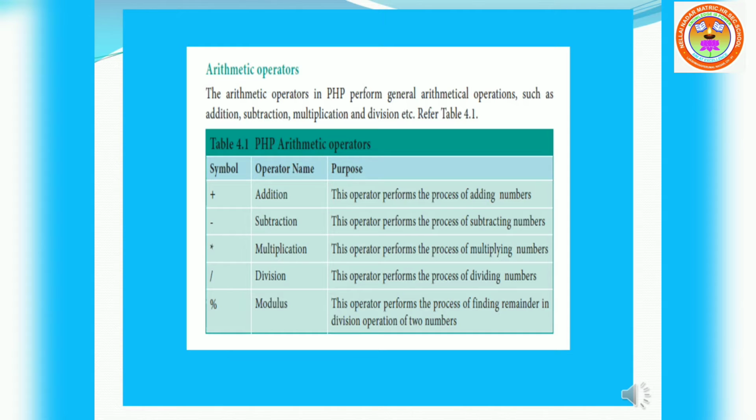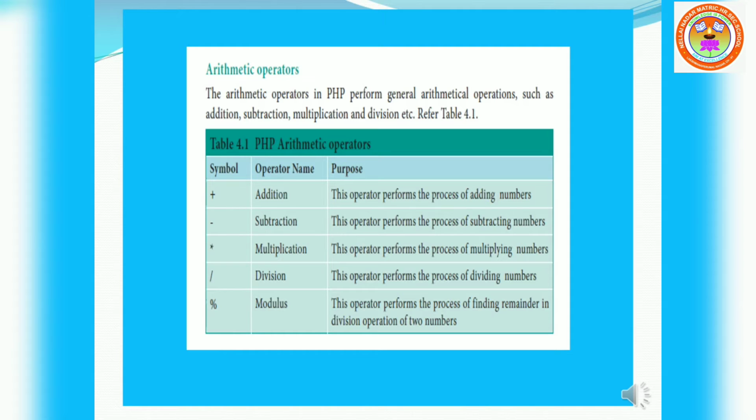So multiplication symbol is asterisk, addition symbol plus. This operator performs the process of adding numbers. So addition symbol is used to add numbers only. Division symbol, you know that in maths you will be having like percentage symbol, whereas in division in computer the symbol will be forward slash.